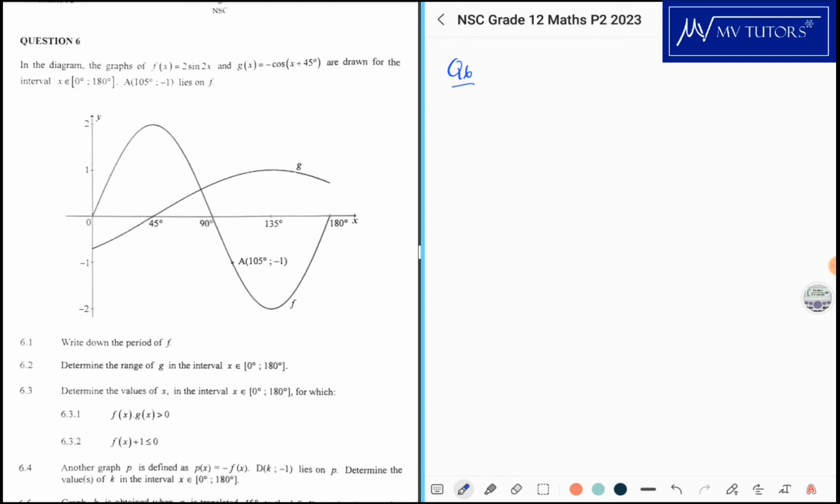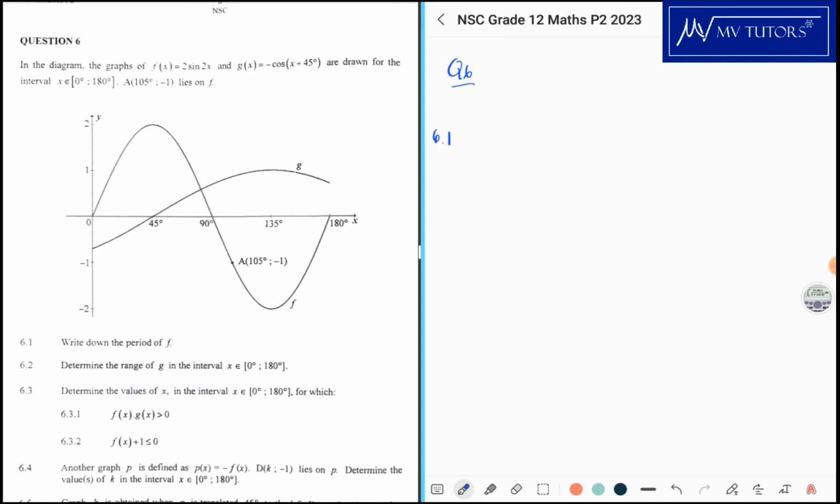Okay, so it says in the diagram, the graphs of f of x is equal to 2 sine 2x. So we can see that the amplitude has changed, the period has also changed. And the graph of g of x is negative cos of x plus 45. So the graph of cos has been inverted and shifted. Has it been shifted to the left or the right? If it's a plus, it has been shifted to the left. Those are drawn for the interval where x is an element of 0 degrees to 180 degrees. And they give us the coordinate of A, which lies on f. Okay, so let's go ahead and answer.